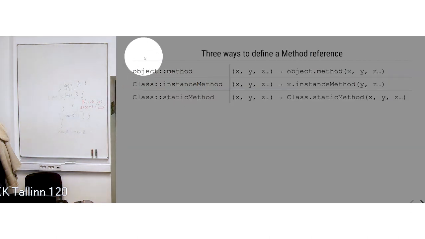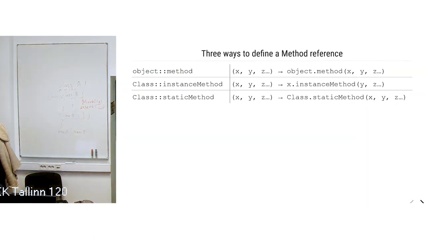If we have an object, we can write object double colon method, and this means the following: all the parameters of the method will be parameters of the lambda, and the object we already have here, like you see. Here we don't have an object, it's an instance method, so it will be converted to a lambda, and the first parameter of this lambda will be the object on which the instance method is called. I think now you see, right?